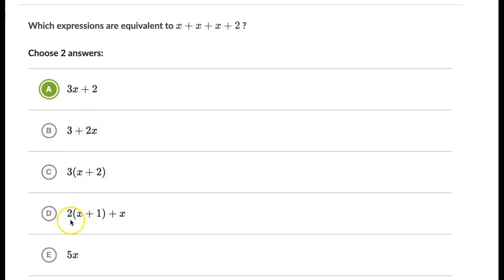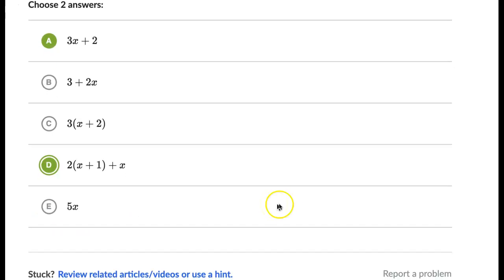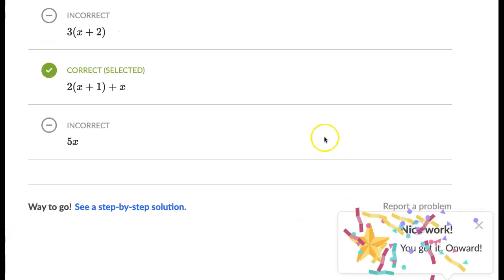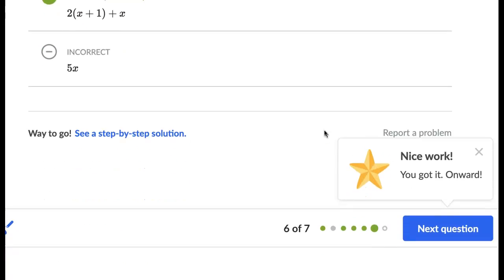Oh, but look at that. This is 2. If you distribute, you get 2x and then plus 2 and then another x. So 2x plus 1x is 3x plus 2. This also can work. Check that. Okay. Let's get the next question.